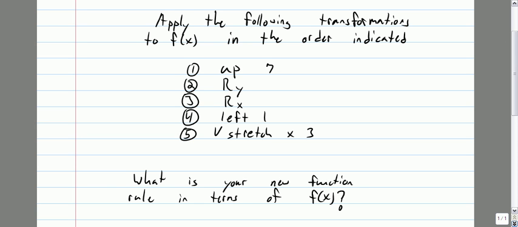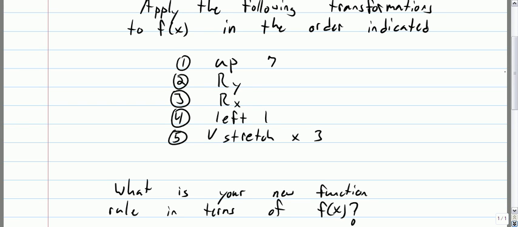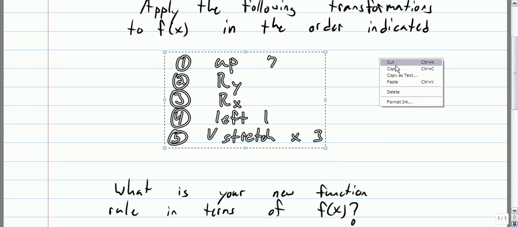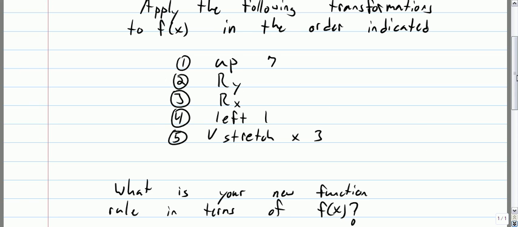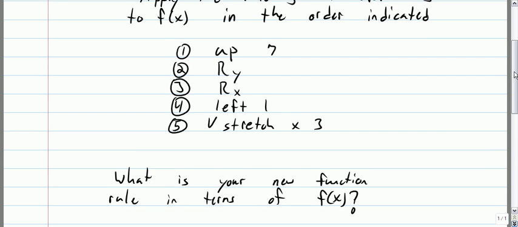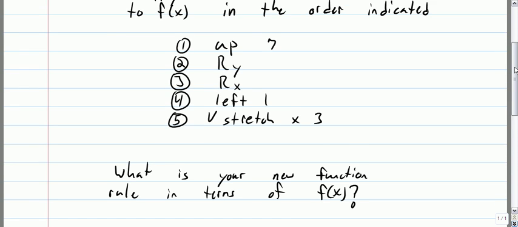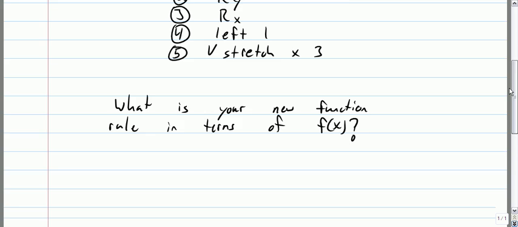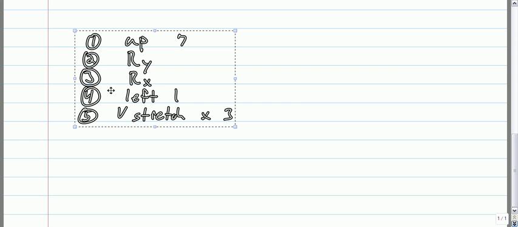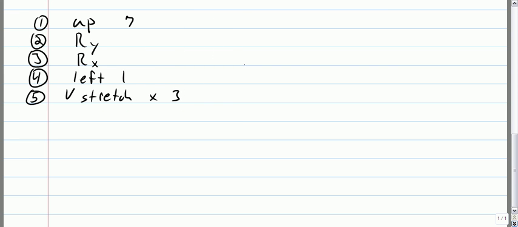Alright, so we're going to start with just the general function f of x. We're going to apply these transformations right here in the order indicated, and we'll look at what we have in the end. So I'll scroll down, make a little more room here. So, alright, let's start with f of x.